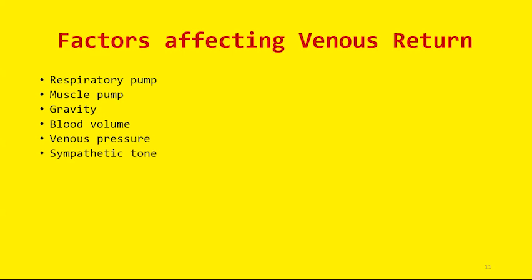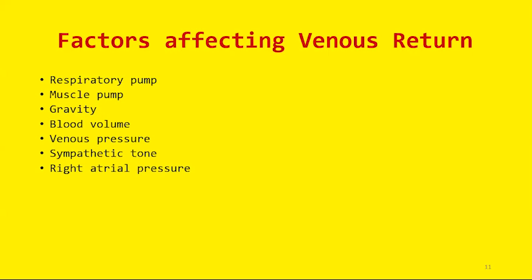Another important factor that determines or increases the venous return is the sympathetic tone of the blood vessels. There is a partial state of constriction due to the effect of sympathetic stimulation even at resting conditions, and this is known as the vasomotor tone. Sympathetic stimulation is responsible for this vasomotor tone, and this will increase the venous return.